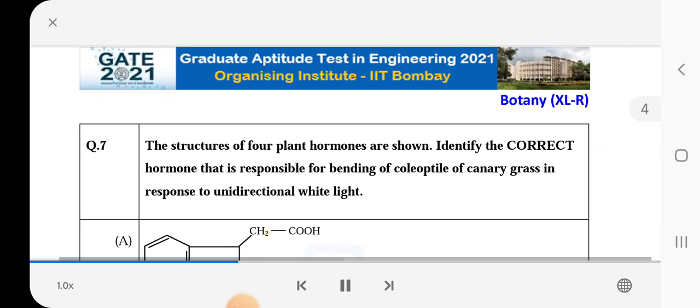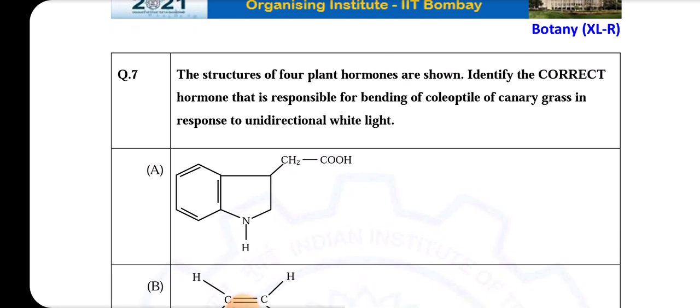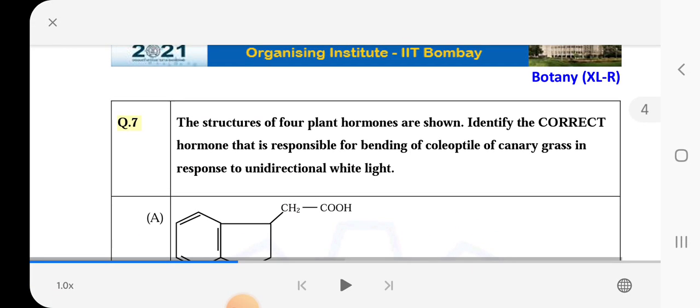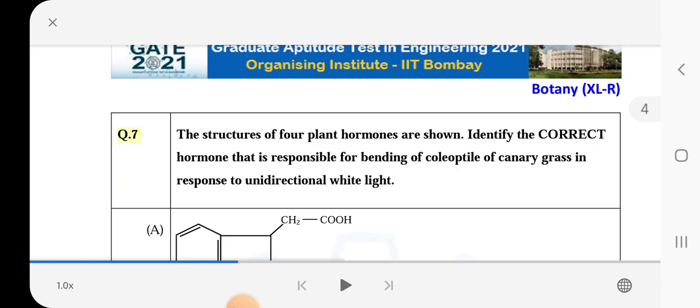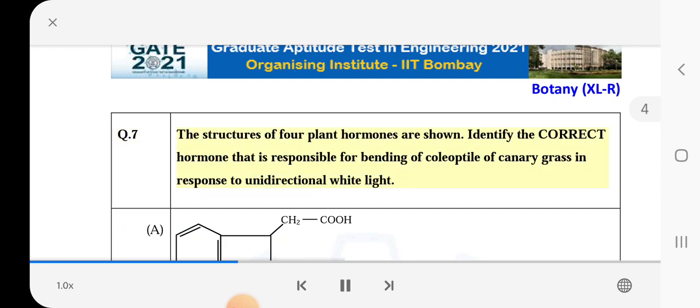Q.7 The structures of 4 plant hormones are shown. Identify the correct hormone that is responsible for bending of coleoptile of canary grass in response to unidirectional white light.